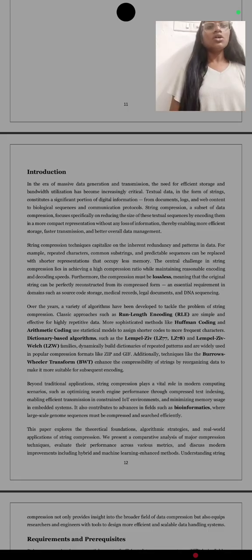Understanding string compression not only provides insight into the broader field of data compression but also equips researchers and engineers with the tools to design more efficient and scalable data handling systems. Requirements and prerequisites. String compression is an essential aspect of efficient data management, particularly in fields where storage space, transmission bandwidth, or processing time are limited.